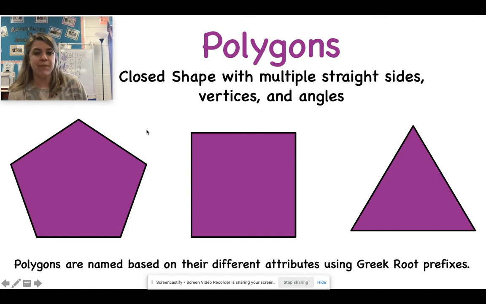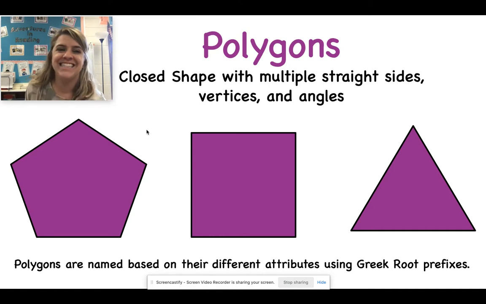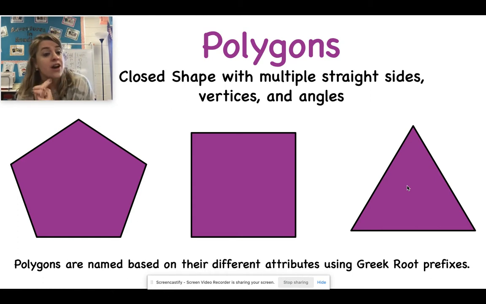Let's review what is a polygon. A polygon is a closed shape with multiple straight sides, vertices, and angles. All three of these shapes are polygons because they all have straight sides, angles, vertices, and they're also all closed. But they are not all called the same thing. Yes, they are all polygons, but they each have their own names. We learned yesterday that polygons are named based off of their different attributes. So how many sides, how many angles, how many vertices, using Greek prefixes.